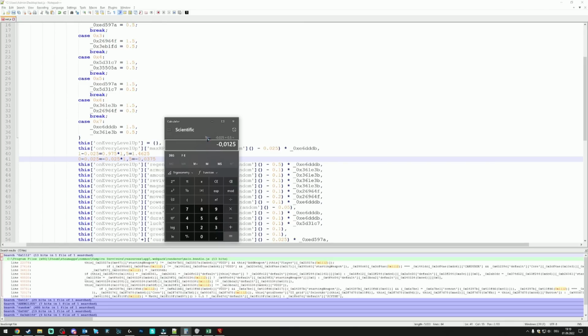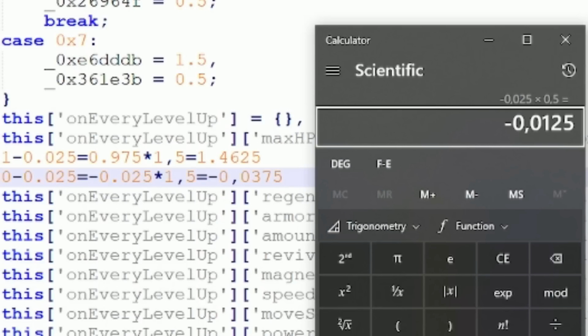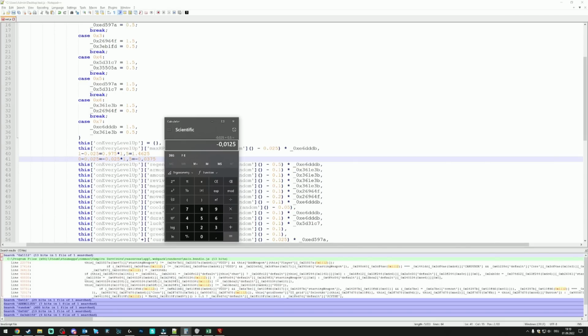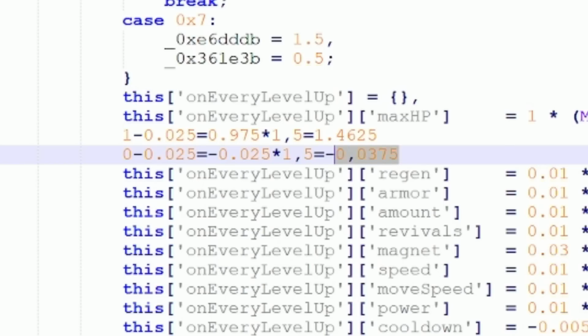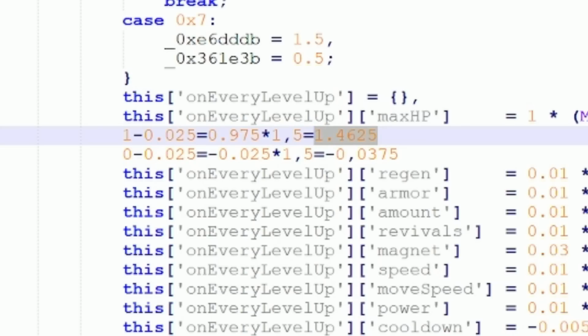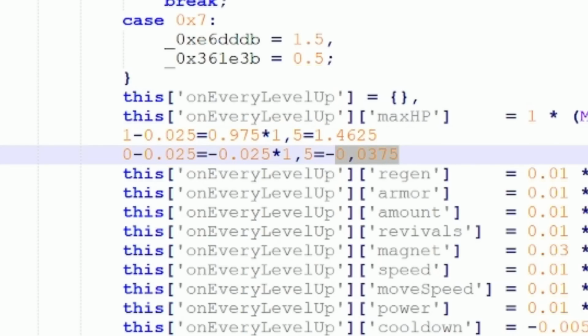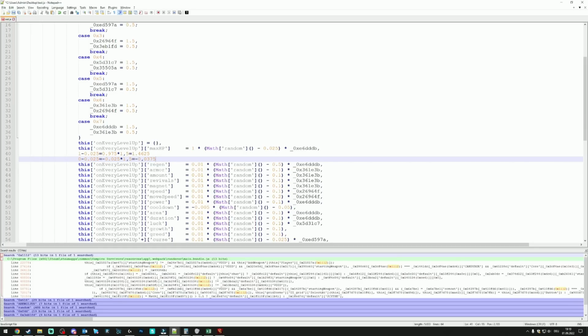Just for an example of what I mean here, if we halve this over here, then we go only to negative 0.0125, which is more positive than this value here, and that's bad if you want to know the lower bound. But here you can see this is the range that we are moving in for the on every level up stat for the character. At the highest, it could be 1.46. At the lowest, you would lose 0.03 HP. Now that the easy part is done, we will head over to the Excel sheet.